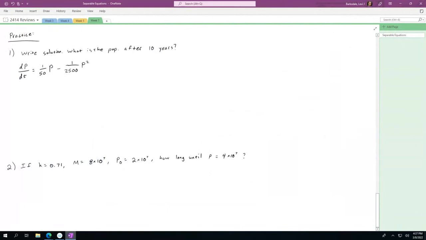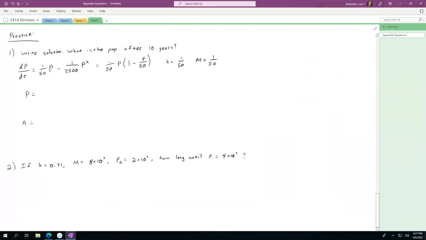So the first one might look a little tricky, but if we factor out a 1 over 50 P, we see that this matches our equation for bounded population growth perfectly. Here we have a k value of 1 over 50 and also a maximum population, coincidentally, of 50. Which means we can go ahead and write our population equation.